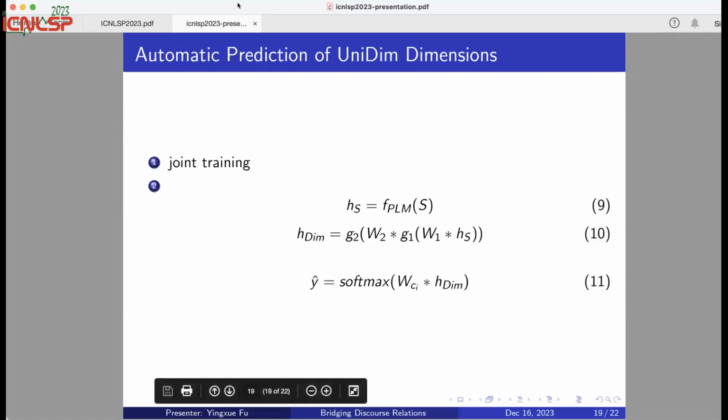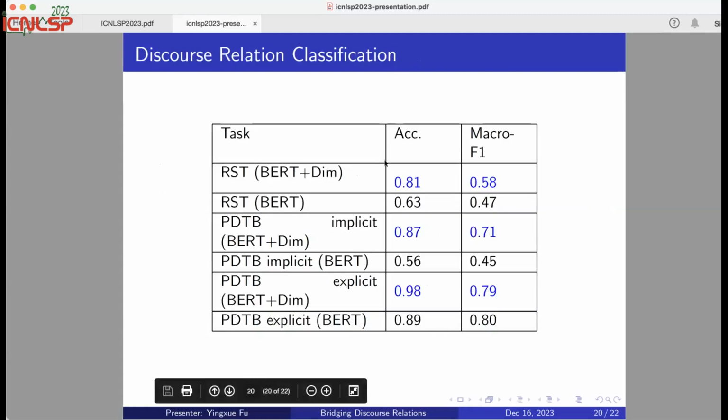We also did experiments on the automatic prediction of those dimensions. Because in previous works, people just tried to develop different models for each of those dimensions. Because of the relationship between those dimensions, we used one model for classifying all of those dimensions. That's the approach we take. And the results on discourse relation classification are shown here.